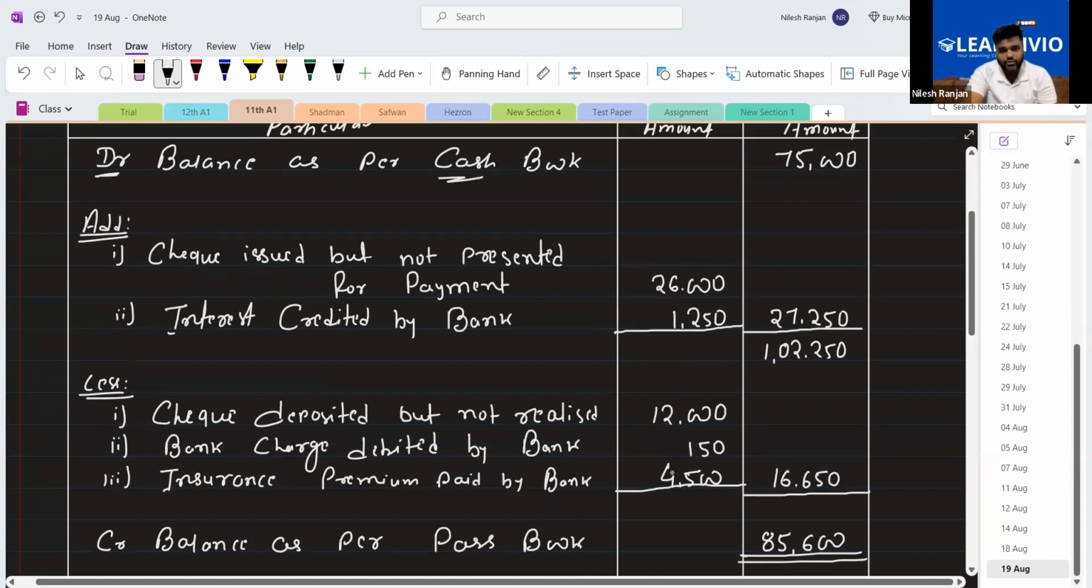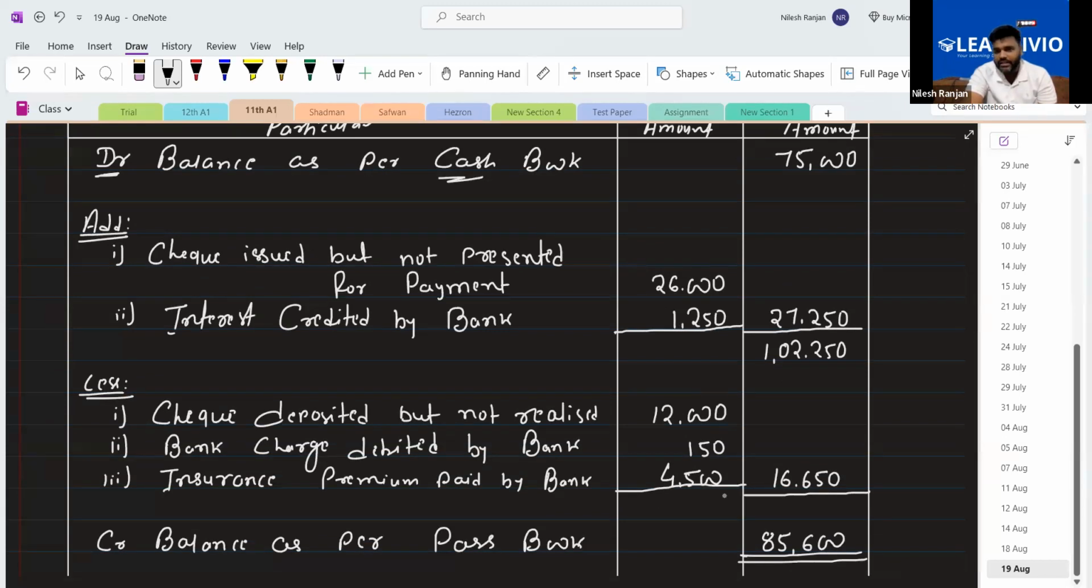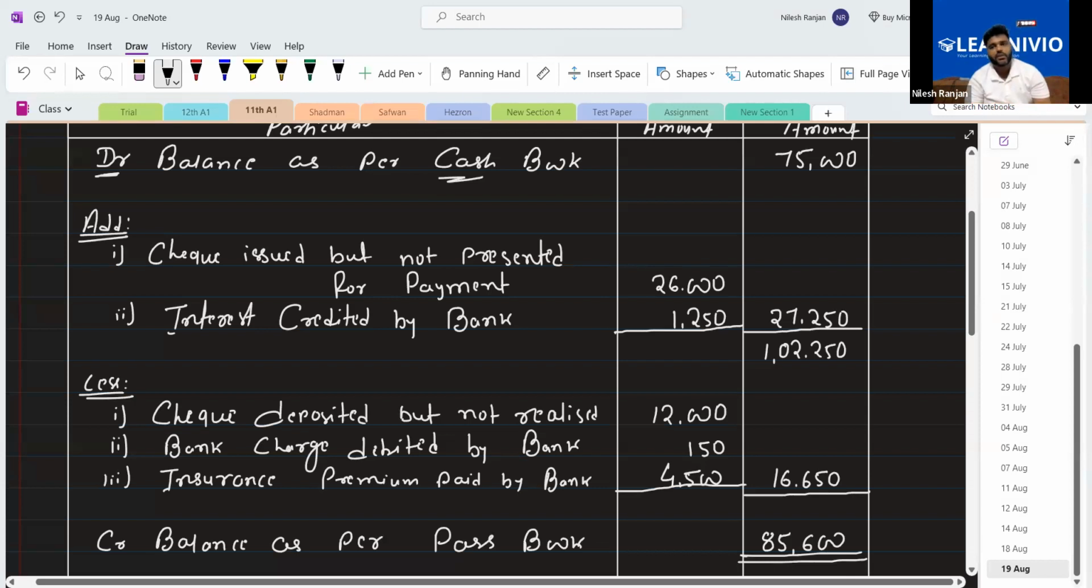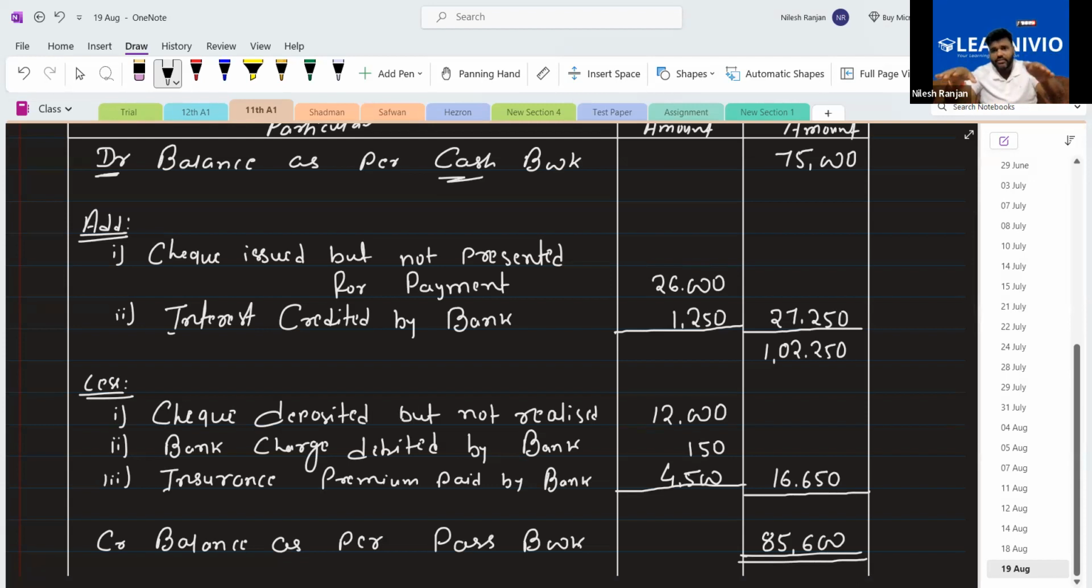After adding these two and these three, we will write the final amount in the outside amount column, and then we will add or deduct the amount. So this is the process. Now, here on 31st March, two checks of rupees 5,000 and 7,000 were deposited in the bank but were not realized. It means you have deposited two checks into the bank. So if you take cash book and passbook, if you are depositing a check, the cash book will increase.